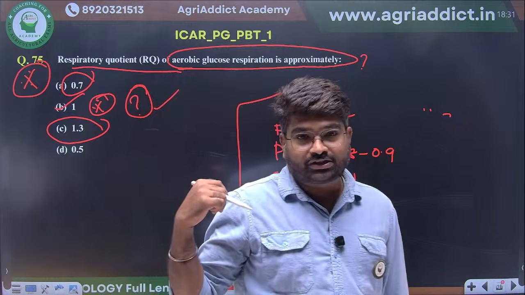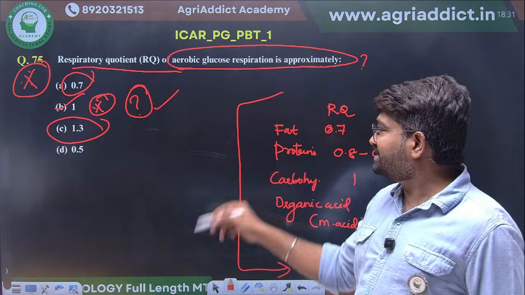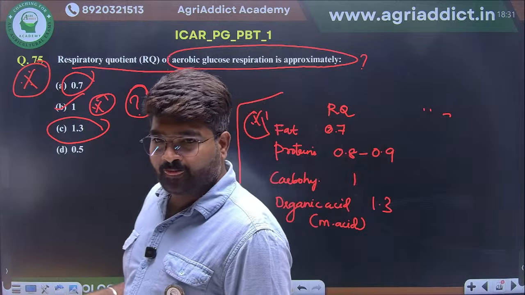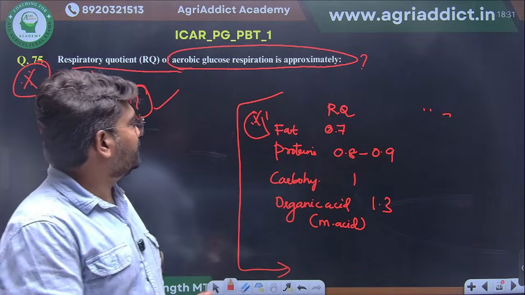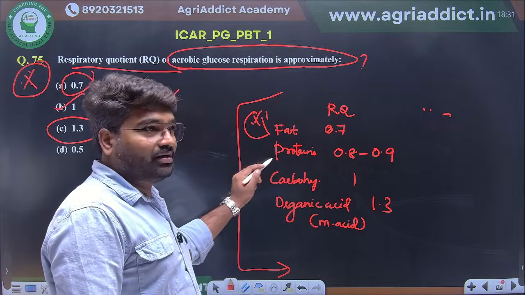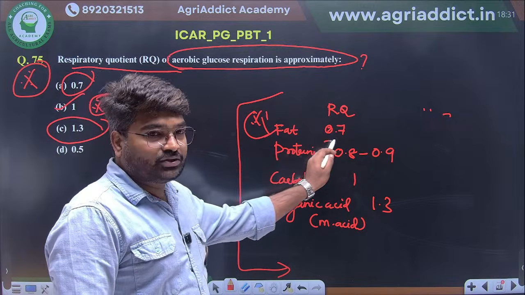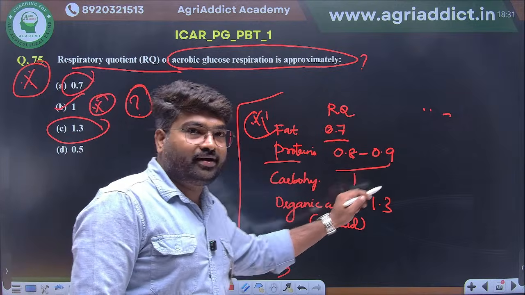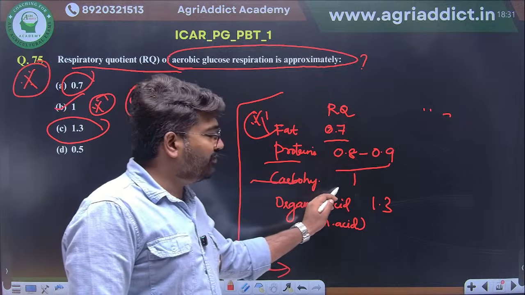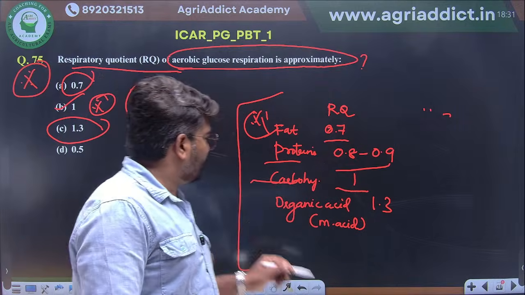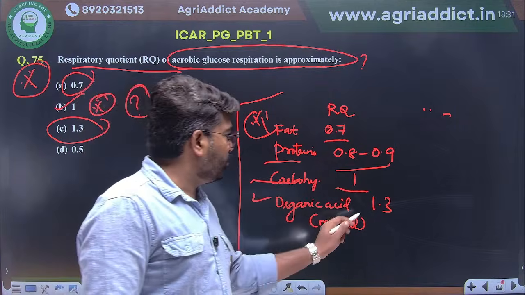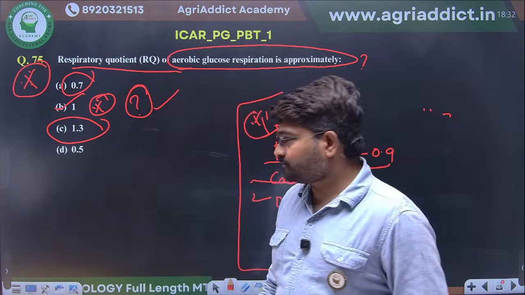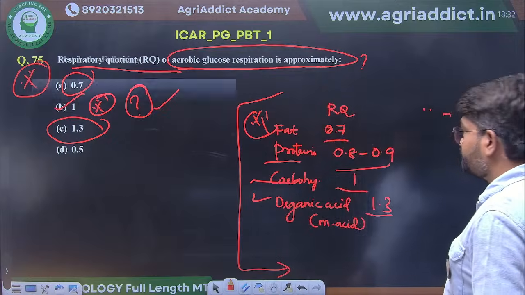this year 2025 ARS prelims, they asked this question in maths. That's why I have taken this question. This year they have asked this question. This is very important. For fat, RQ will be 0.7, and for proteins it will be 0.8 to 0.9, and for carbohydrate it will be unity, that means 1, and for organic acid it will be more than 1 or 1.3. This is clear, students. This is very important question.